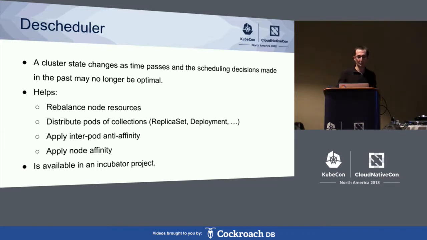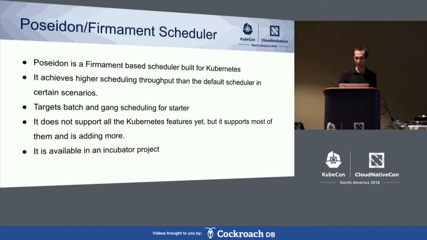As I said, it's already available as an incubator, and it actually kind of works. It's not feature-rich at the moment, but we're hoping that we can add more features and more simulation to it in the near future. And finally, Poseidon. Poseidon is a Firmament-based scheduler. Firmament is a scheduler that came out of a research project in Cambridge. And Poseidon is sort of like a bridge between the Kubernetes API and that Firmament engine.